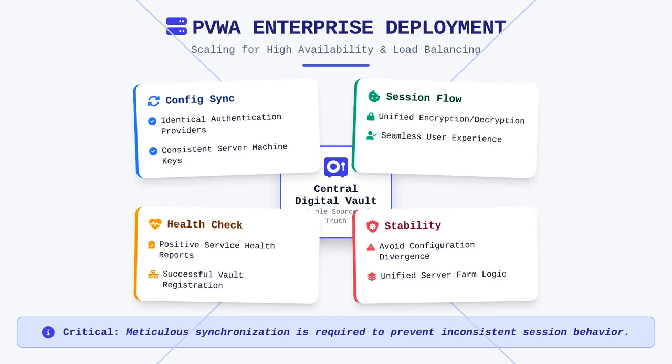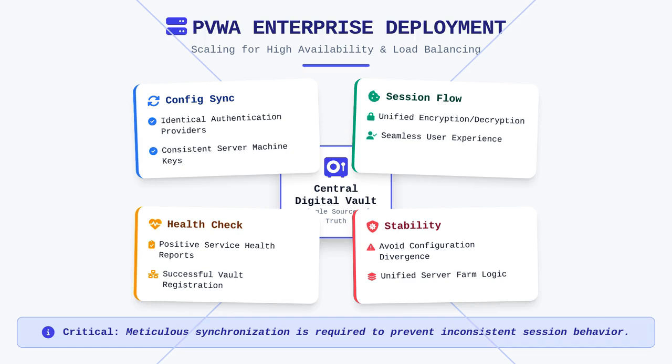If you decide to deploy in a redundant fashion, you must be meticulous about keeping the configuration files synchronized across all nodes. This involves mapping identical authentication providers and ensuring that the server-side machine keys are consistent, as these are critical for the encryption and decryption of session cookies.